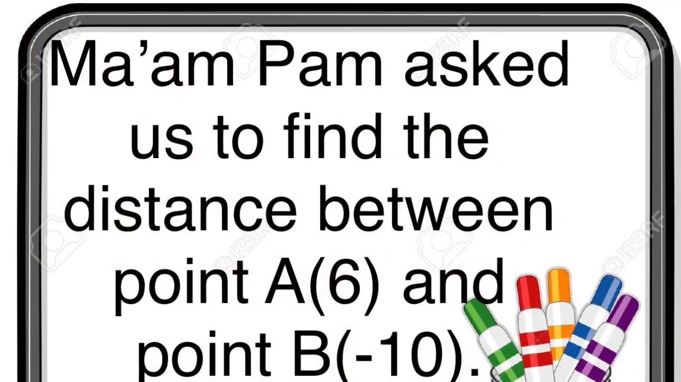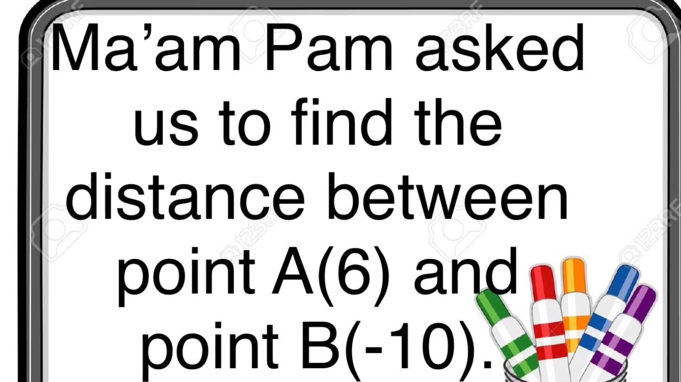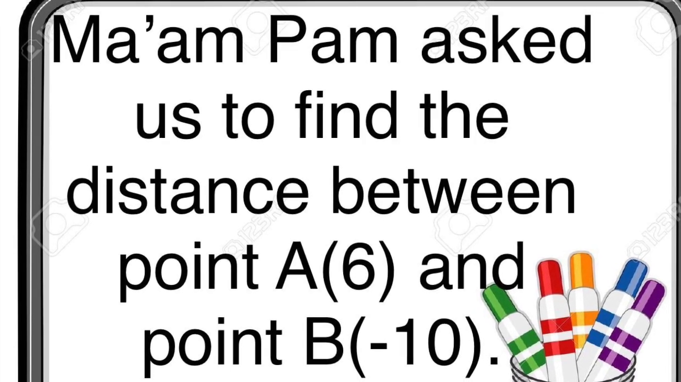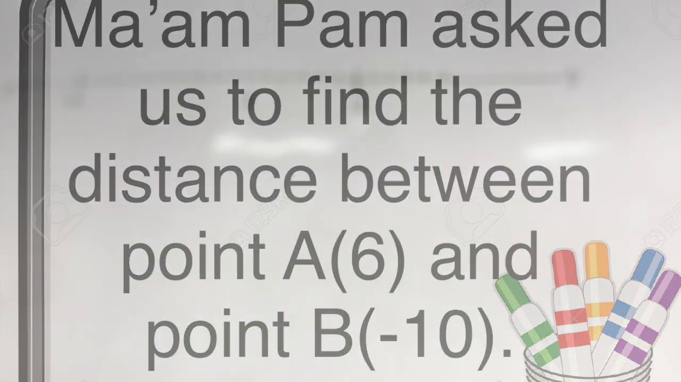Our first topic is distance between 2 points. The most convenient way to solve for the distance between 2 points on the number line is through subtraction and its absolute value. For example, Ma'am Pam asked us to find the distance between point A, which is 6, and point B, which is -10. Now, let's try to solve it.